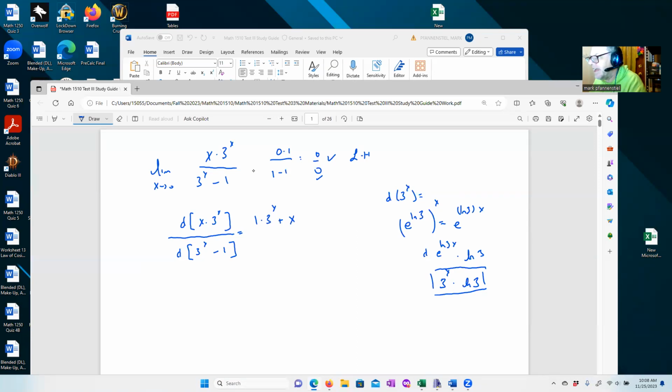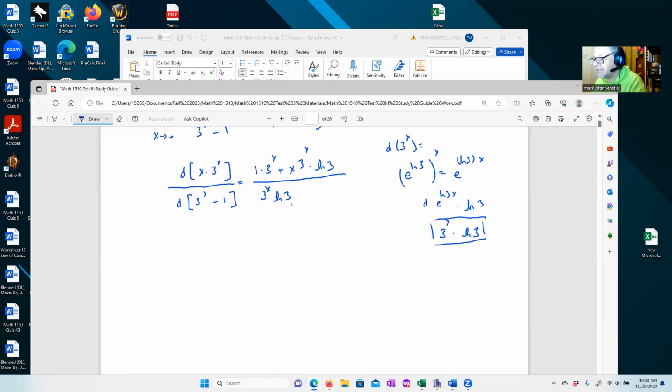Oh, it's a lucky thing I did that. The derivative of 3 to the x is 3 to the x ln 3. And then the derivative of 1, of course, is 0. Let's clean this up a little bit. So we end up with 3 to the x plus x times 3 to the x times natural log of 3, divided by 3 to the x times natural log of 3.